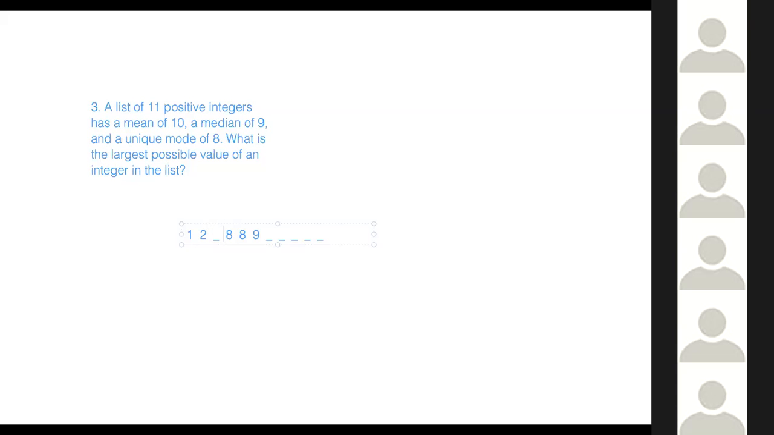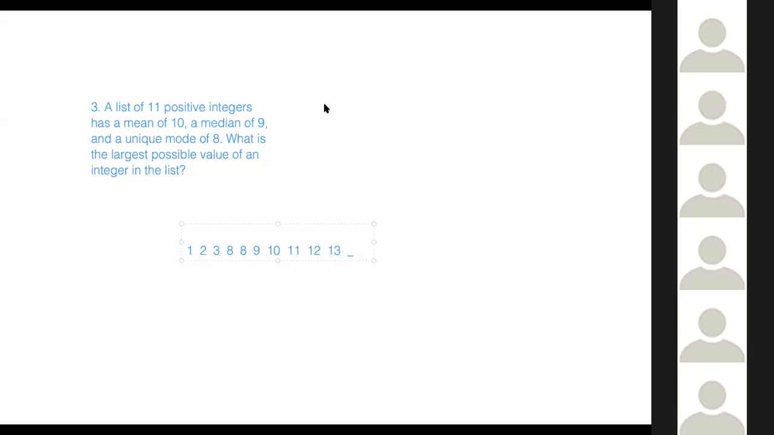And so if 8 is supposed to be the mode, then you can't repeat anything on the right side of the 9. So it would be 10, 11, 12, and 13. And so if you add all that up, you get 75. And 110, which is supposed to be the total value. If there's 11 integers and an average of 10, you do 110 minus 75, you get 35. Okay, good. Yep, you're on the right track.